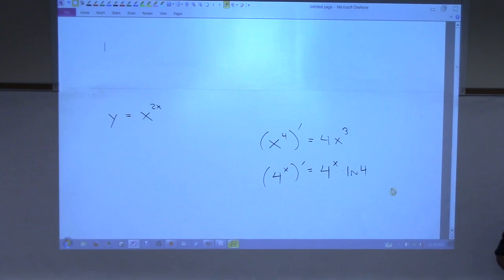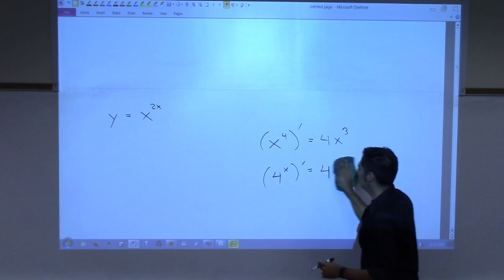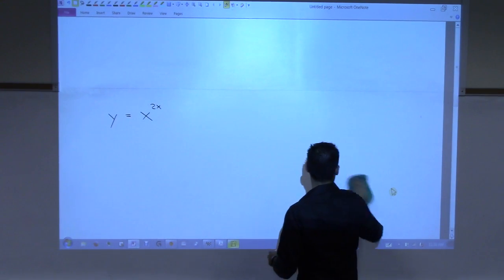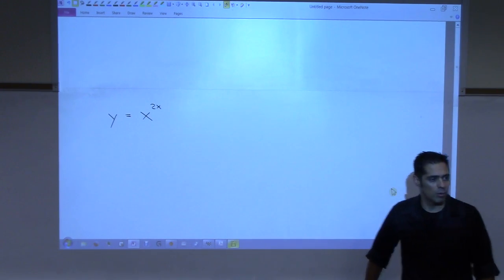Yes. Could you split it up into x squared to the x? But it would, yes, but it would still be x on the bottom, x on the top. You wouldn't eliminate the problem. No. That's a good try, but it wouldn't work.